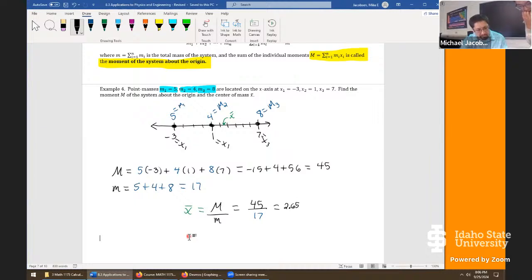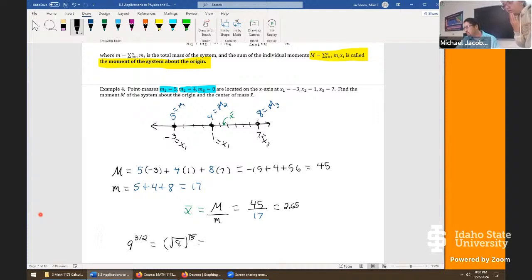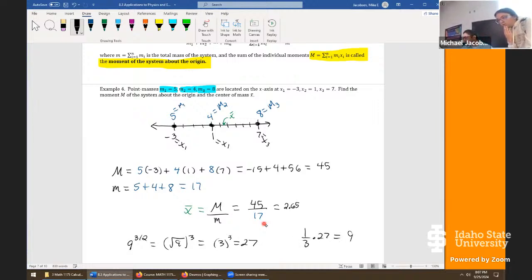Oh, that's what you're doing right here. So a third, that turns into, well, let me take a look at that. So 9 to power 3/2 would be root 9 cubed, so 3 cubed for a 27. So there it would have been a 1/3 times 27 for a value of 9 is what you should be getting for that part right there.